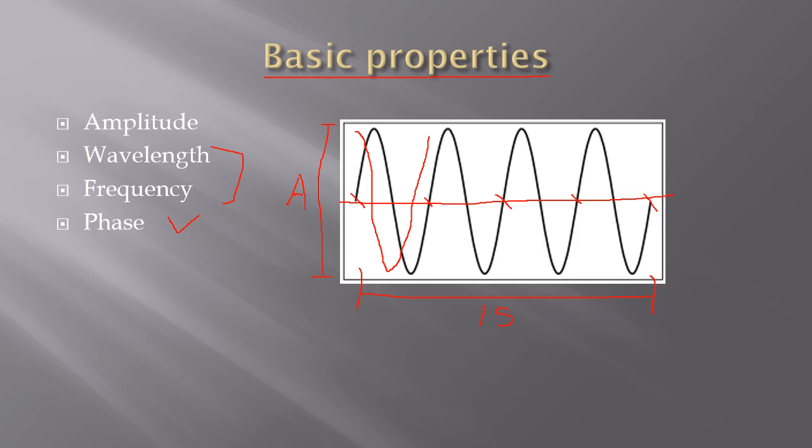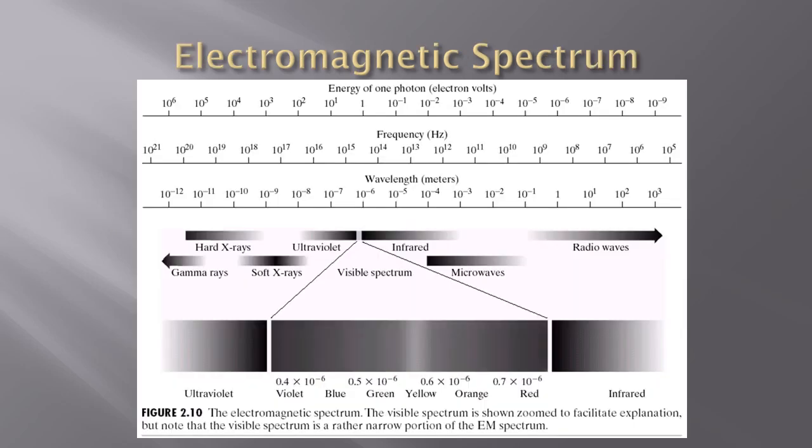The red signal is said to be 90 degrees leading with respect to the black signal. So just to remind you that one full cycle is 360 degrees, because the red signal leads only by a quarter of a cycle, it means that the red signal leads by 90 degrees. Okay, then here I showed you the electromagnetic spectrum.